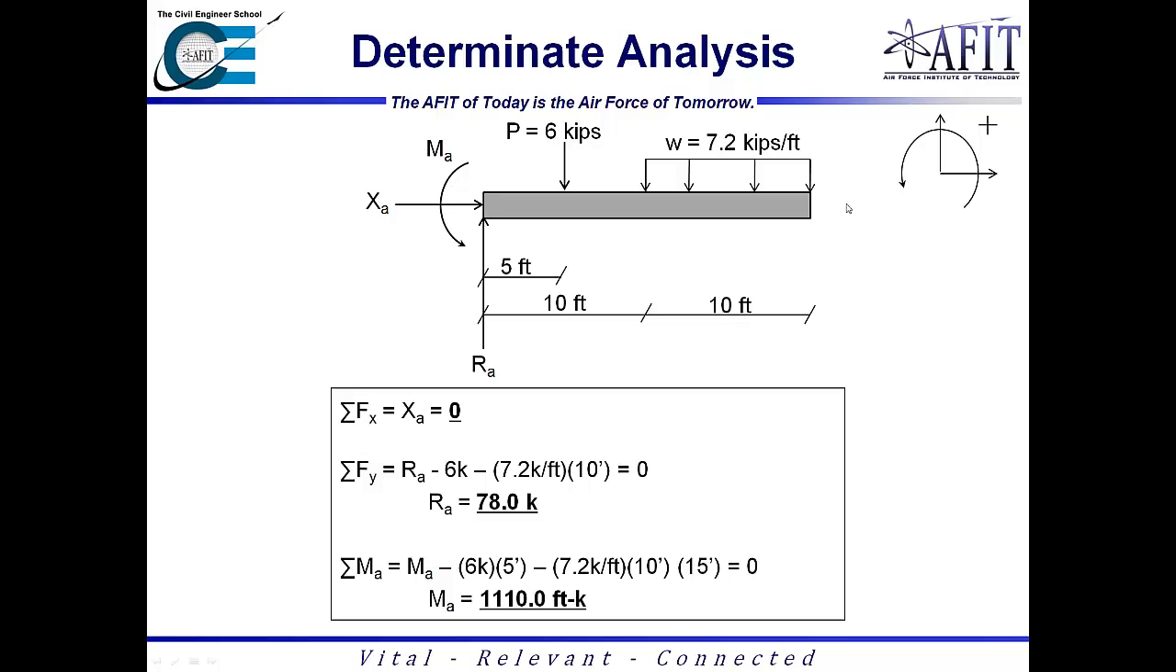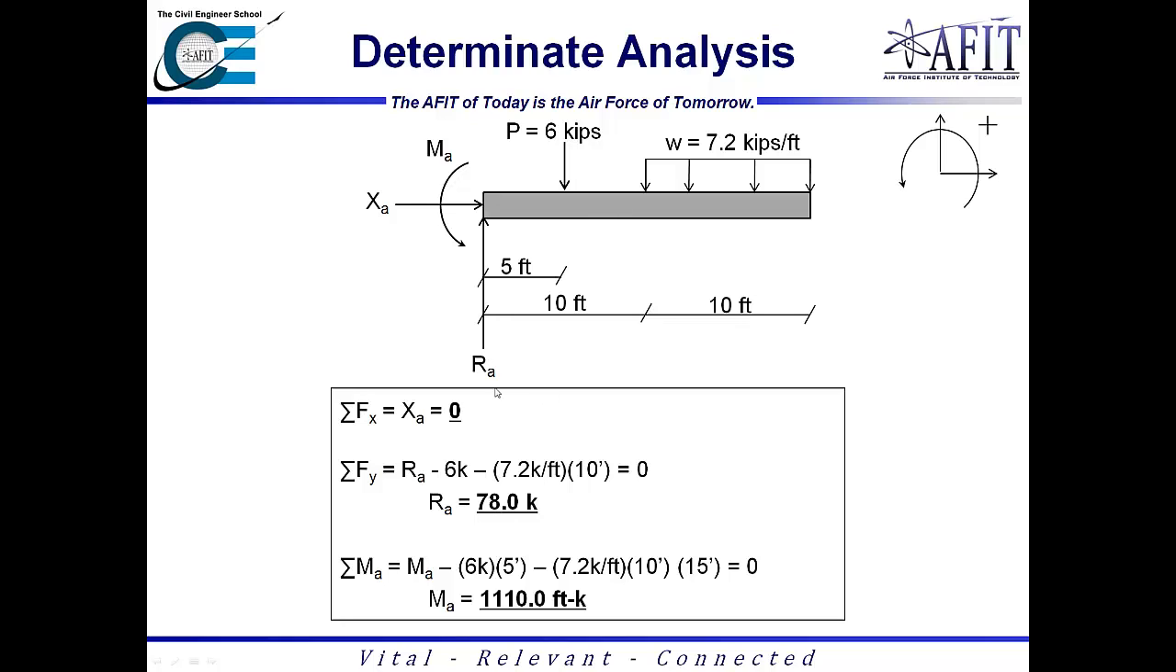Now using the free body diagram, we're going to go ahead and solve for the reactions. So once again, the sum of the forces in the x direction only has X of A, so X of A has to equal 0. Looking at the forces in the y direction, we have a negative 6 kips acting downward, which is shown right here. And then we have a 7.2 kips per foot distributed load acting downward as well. And so this 7.2 kips per foot times 10 feet plus this 6 kips equals 78 kips, as shown right here. So the reaction at A supporting these two loads will equal 78 kips.